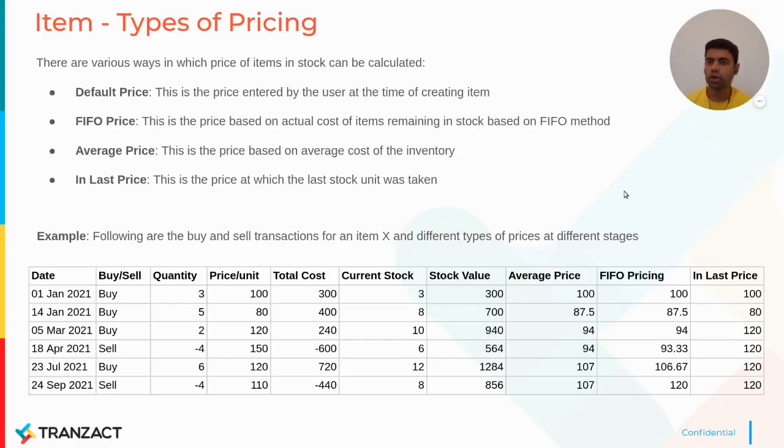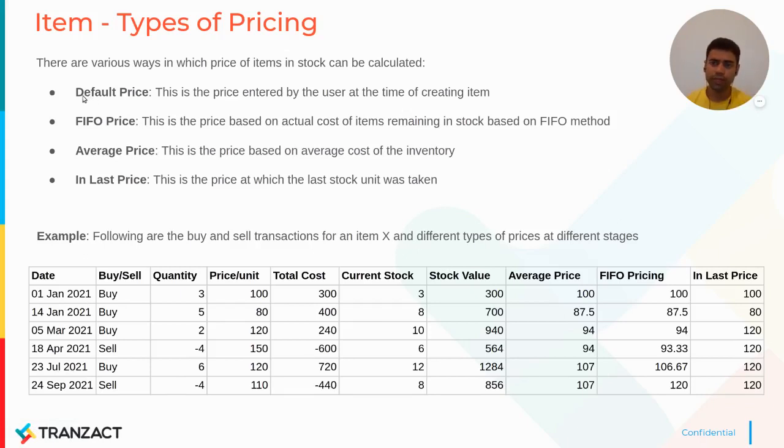In this slide, we are going to talk about different types of item pricing. Whenever companies deal with an item, it's very important for them to know the price of the items that are there in the stock, right? For example, in this table, we have shown various transactions for a particular item X. The company bought a certain quantity on 1st Jan, then again on 14th Jan, then on 5th March they again bought, and on 18th April they sold some quantity. Like this, we have shown the table for the different transactions, and we'll find out the cost of the items in stock by various methods.